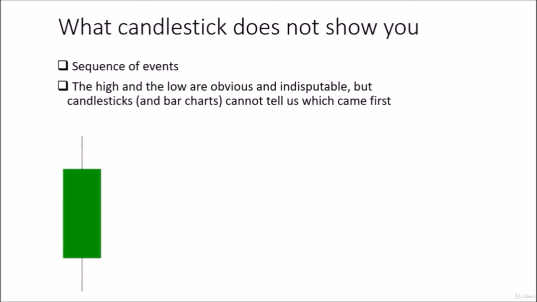With a long white candlestick, the assumption is that prices advanced most of the session. However, based on the high-low sequence, the session could have been more volatile.